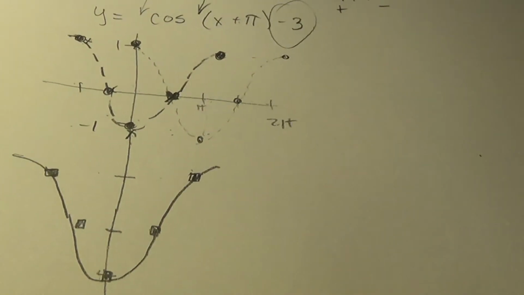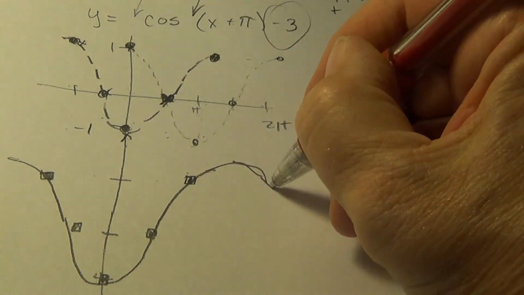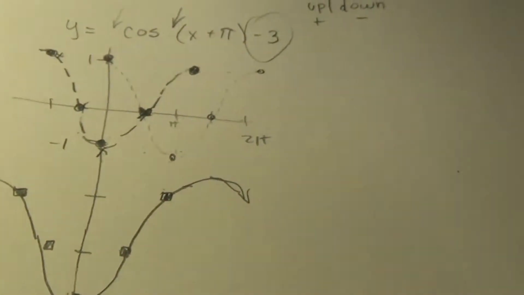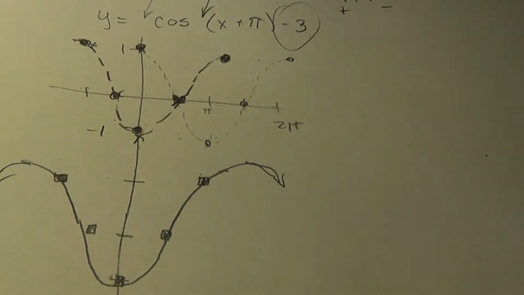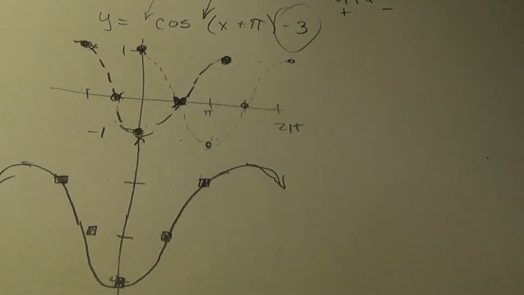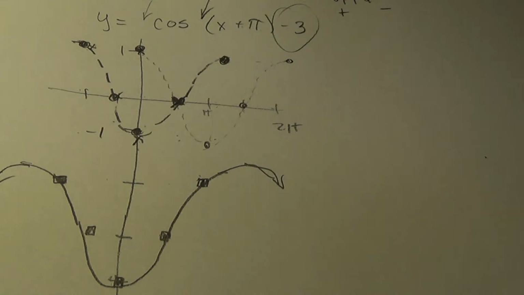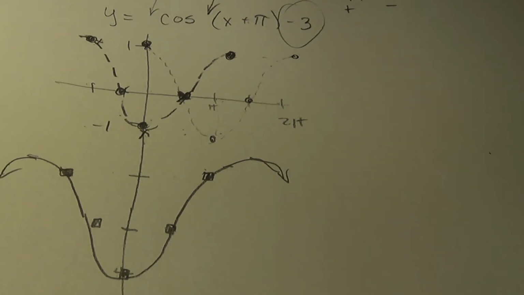And so you can see this curve will go on forever in like manner, but it has been shifted to the left, pi radians, and it has been dropped down 3.